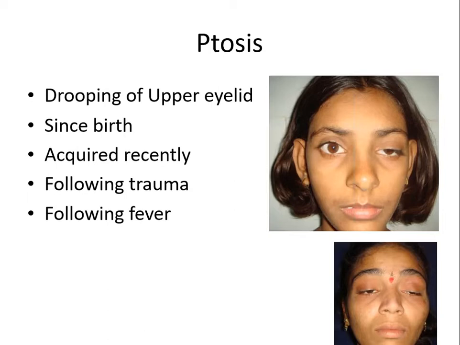Again, you have to ascertain whether ptosis is since birth or acquired recently. Why is it important? A ptosis which is congenital is a stationary ptosis. It will not progress, it will not regress. It will remain stationary. So you can plan for surgery immediately in congenital ptosis.